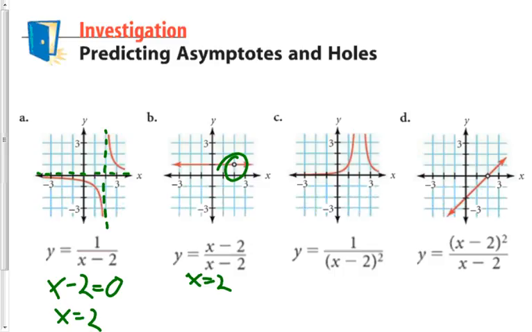Y equals 1 over x minus 2 squared. Well, that's a constant over a second degree polynomial. So I know my horizontal asymptote is at y equals 0. If I were to find the two roots of my denominator, they are both at x equals 2. So my vertical asymptote here is at x equals 2.